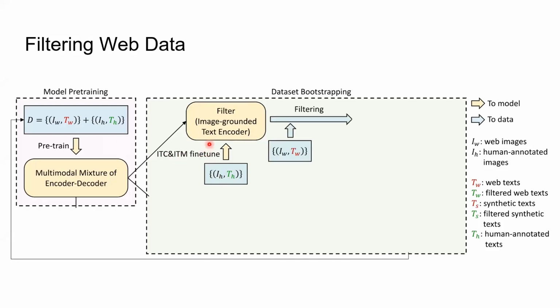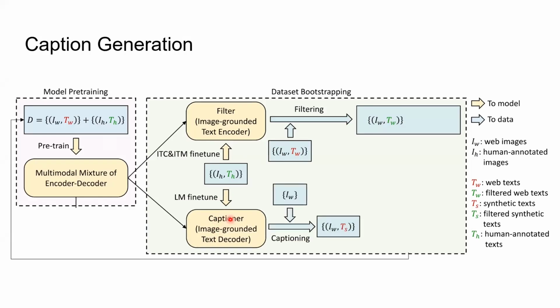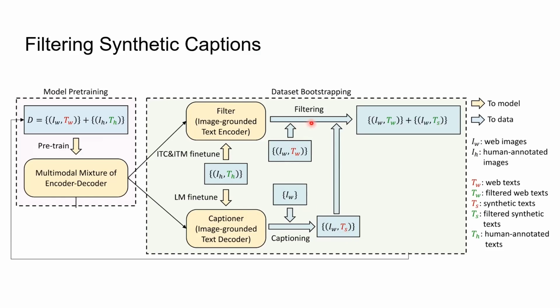Once you have your fine-tuned filter, you then run your unfiltered web data, your image text pairs, through the filter. This would then give you a filtered set of image text pairs that you can then use. You then fine-tune your captioner, which runs on the image-grounded text decoder. The captioner then takes the images, just the images, and provides synthetic captions for them. But these captions aren't always perfect, so they have to also be sent through the filter.